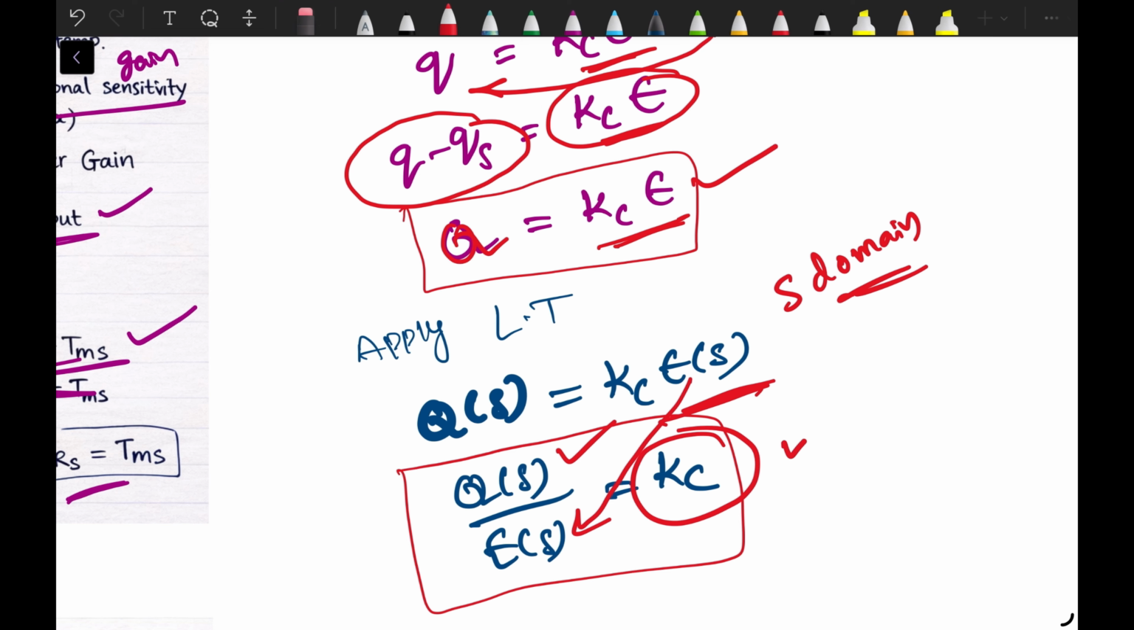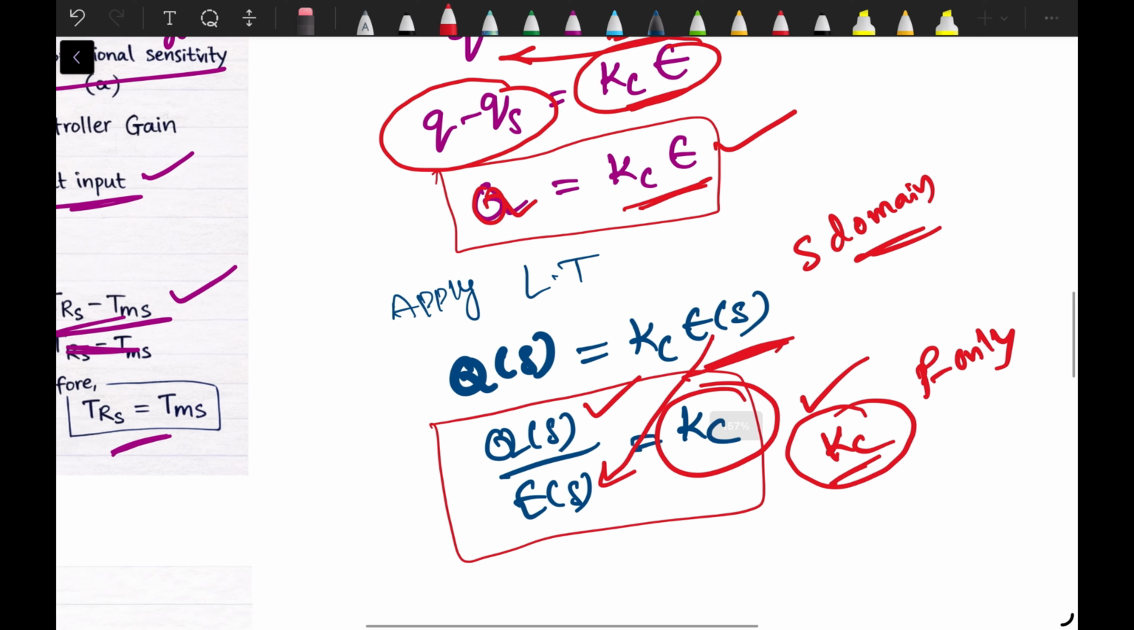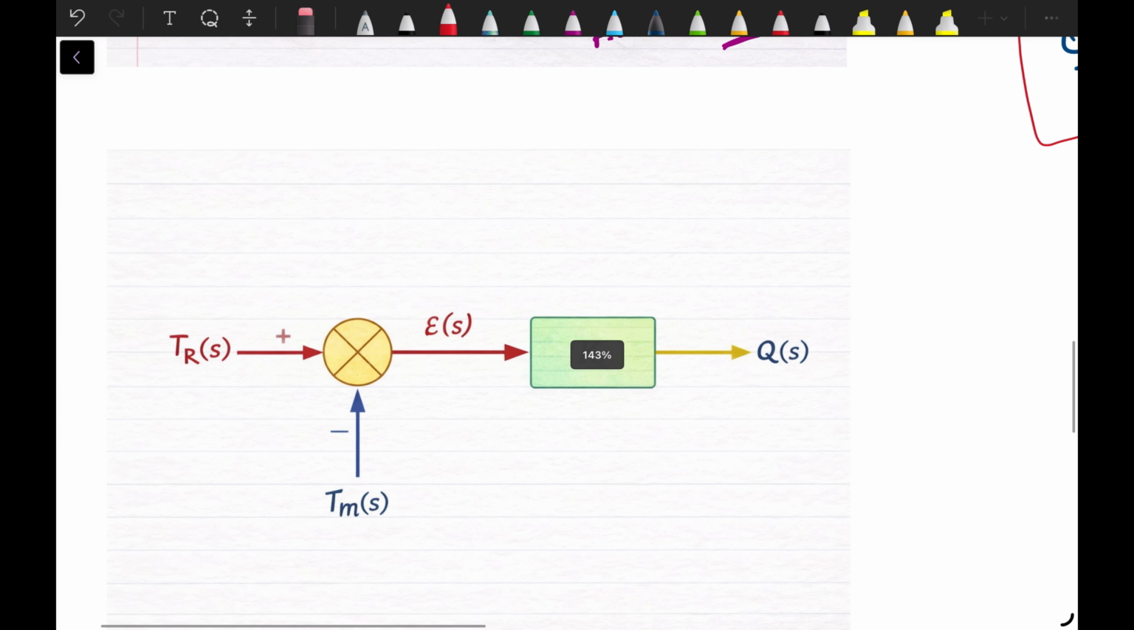So this is the transfer function of the controller and final control element. Simply we call it constant gain. That's called Kc. So this represents the proportional controller. This is only for P-only controller, not PID. Okay. Now let's see the block diagram.